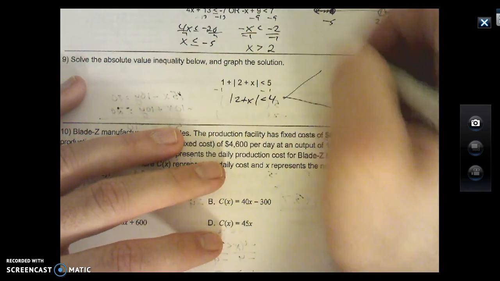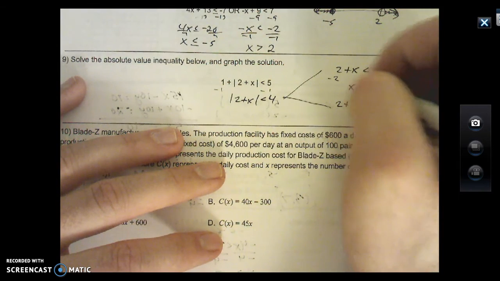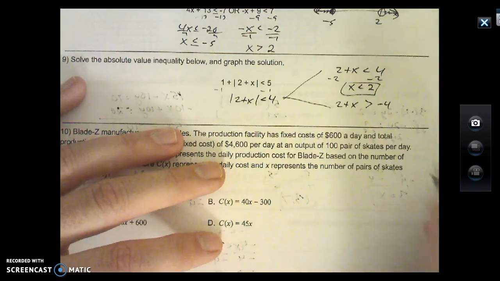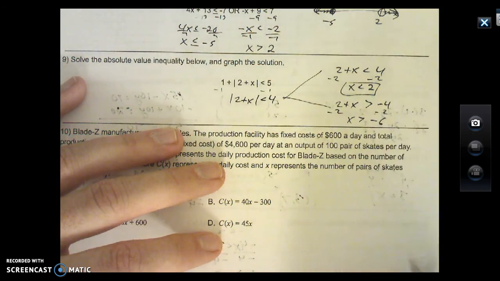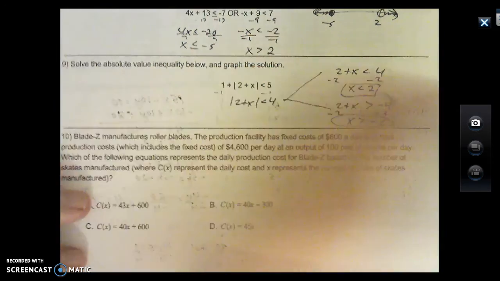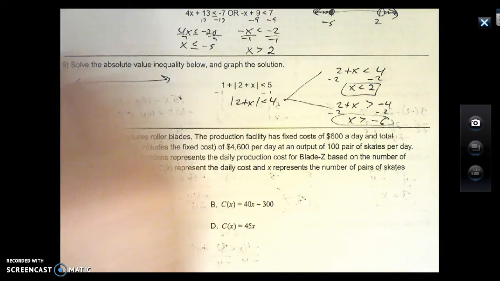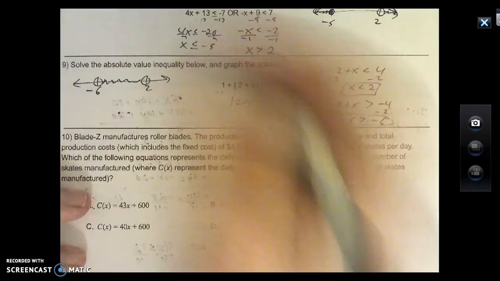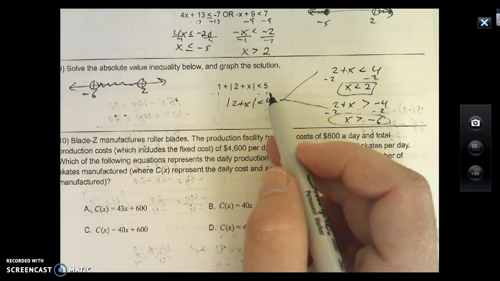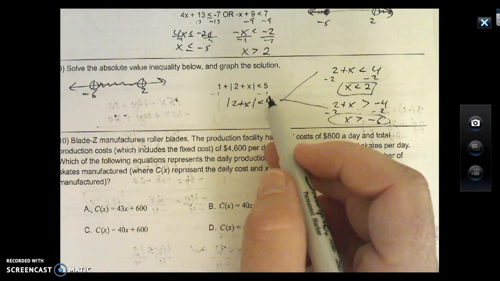Let's just solve them both. X is less than 2. X is greater than negative 6. So how that would look graphing it. Less than 2, greater than negative 6. Everything in the middle. Remember, less than and greater than, greater or.